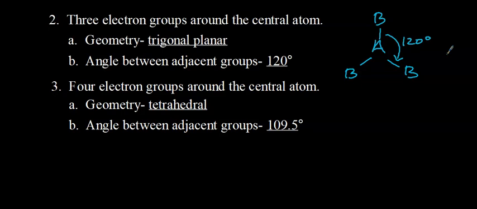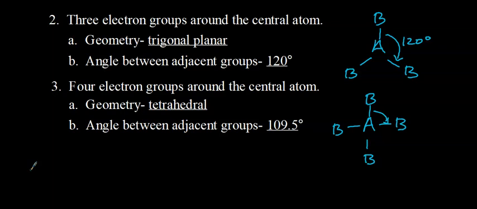4 electron groups on the central atom. Let's draw that, see what it looks like. If there are 4 electron groups on the central atom, which could be 4 bonds, 3 bonds and 1 lone pair, 2 bonds and 2 lone pairs. Again, we're not distinguishing the difference, or in this case, 4 electron groups on the central atom. The geometry is tetrahedral.